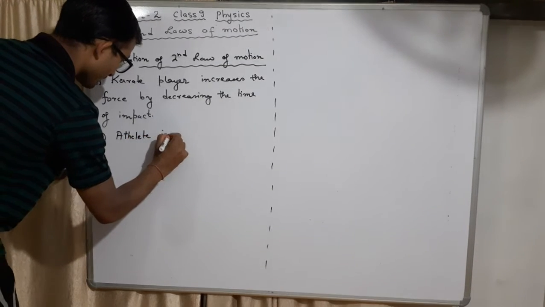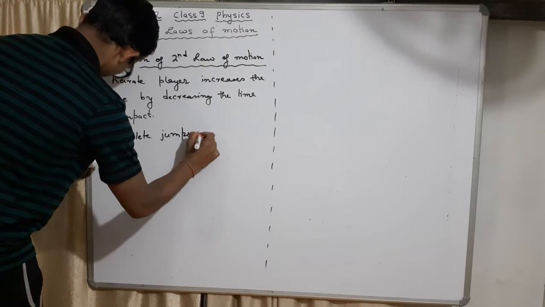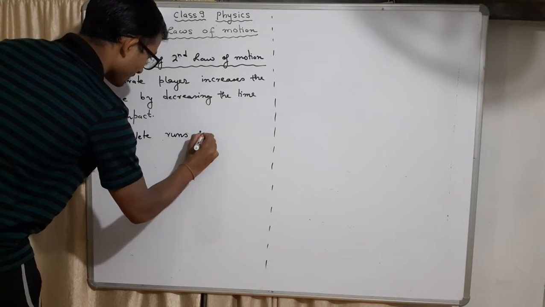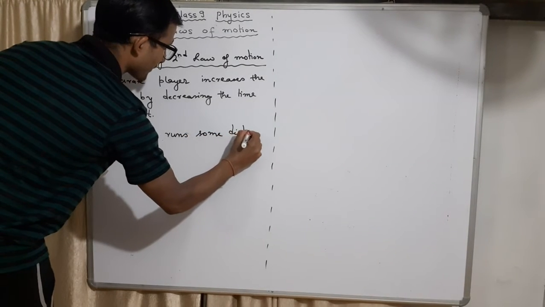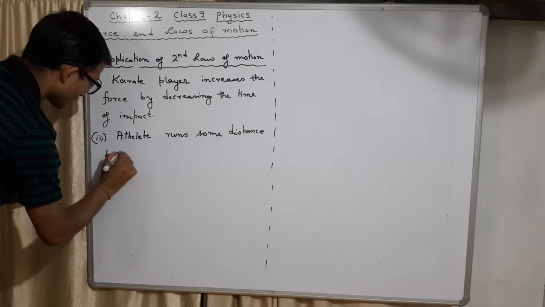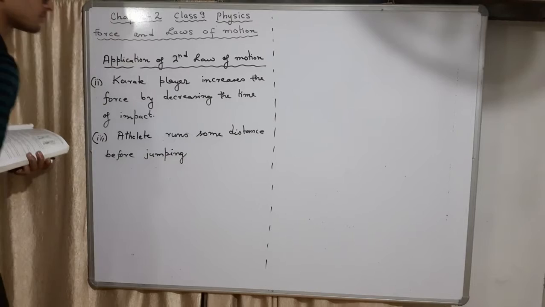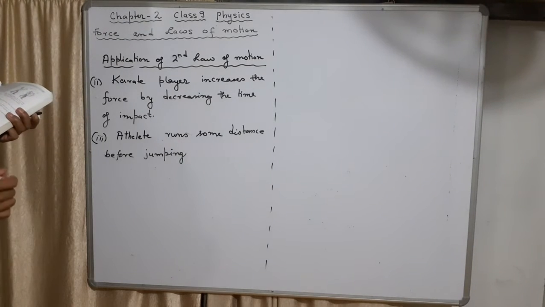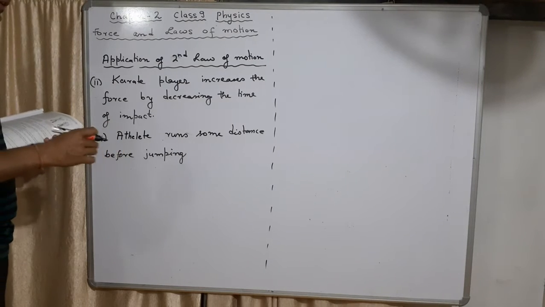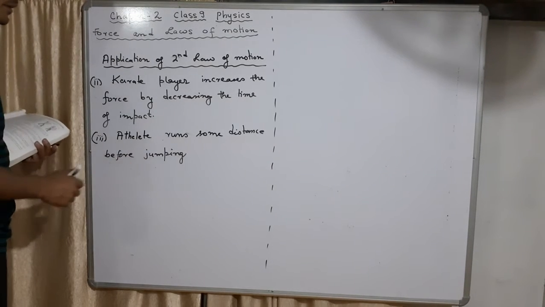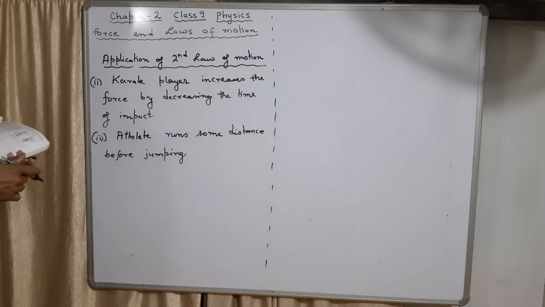Athlete runs some distance before jumping. This is also an example of the second law, where the athlete runs for some distance and only then increases the impact. The athlete is running some distance before actually jumping and covering that big distance.